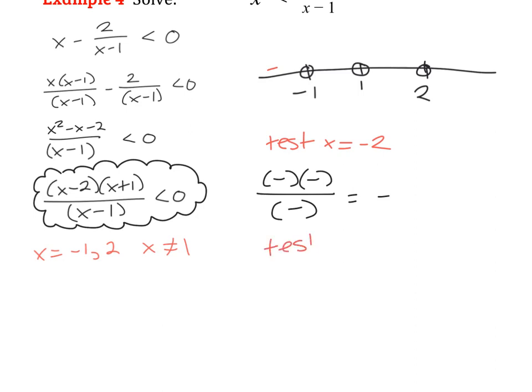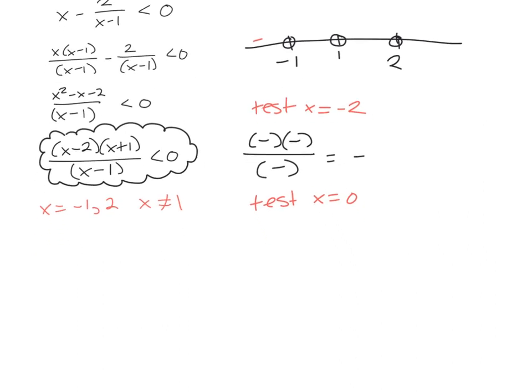Now let's test something between -1 and +1. I'm going to choose 0. If I substitute 0 here, I get a negative value. If I substitute it here, I get a positive value. And if I substitute in my denominator, I get a negative value. And we know when we have an even amount of negatives, our result is a positive. So I'm going to put a little plus sign up here.